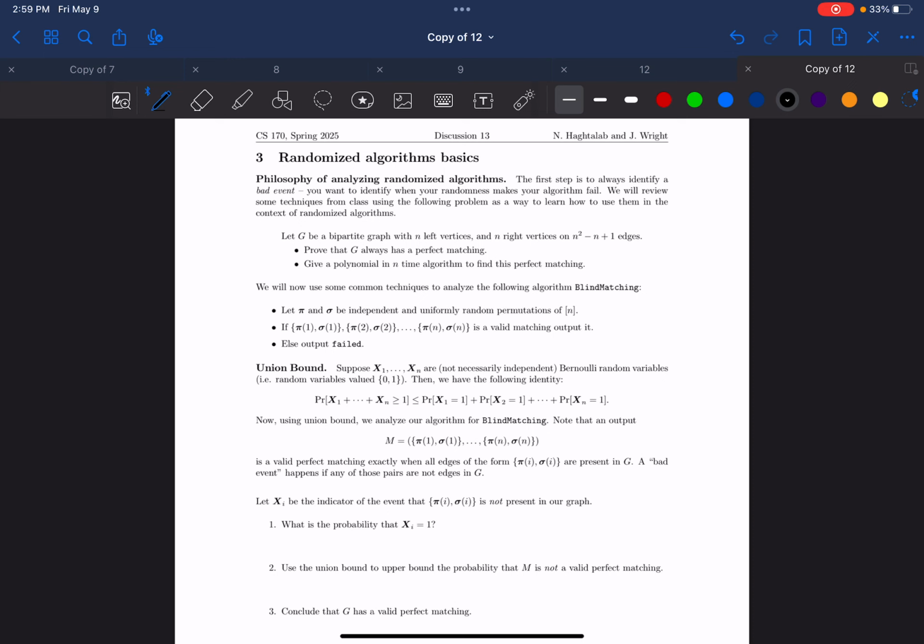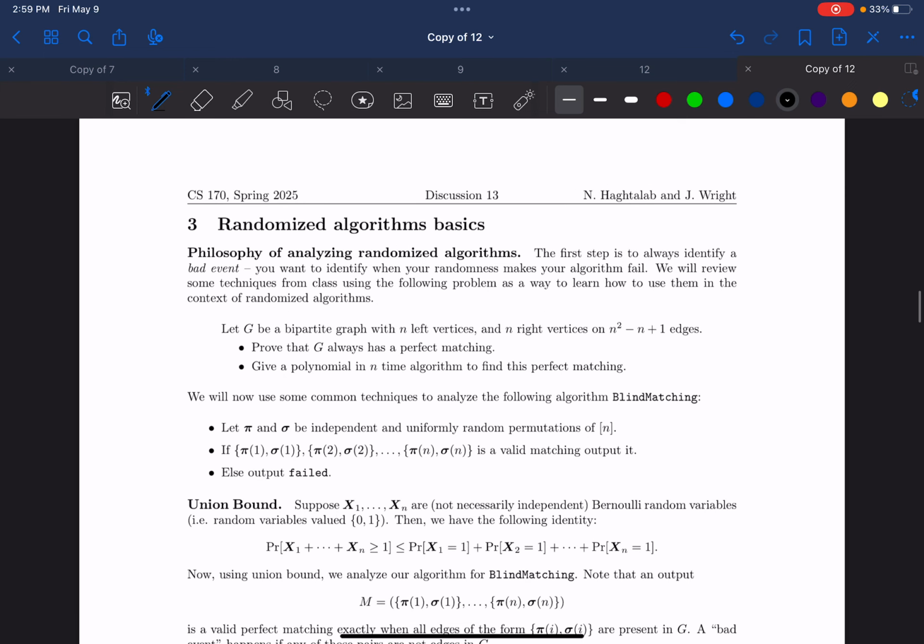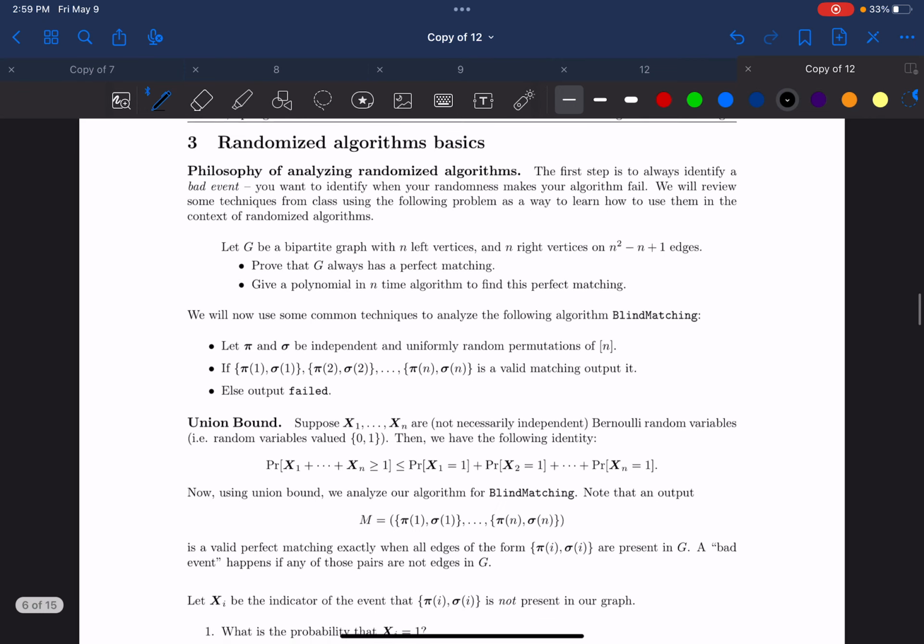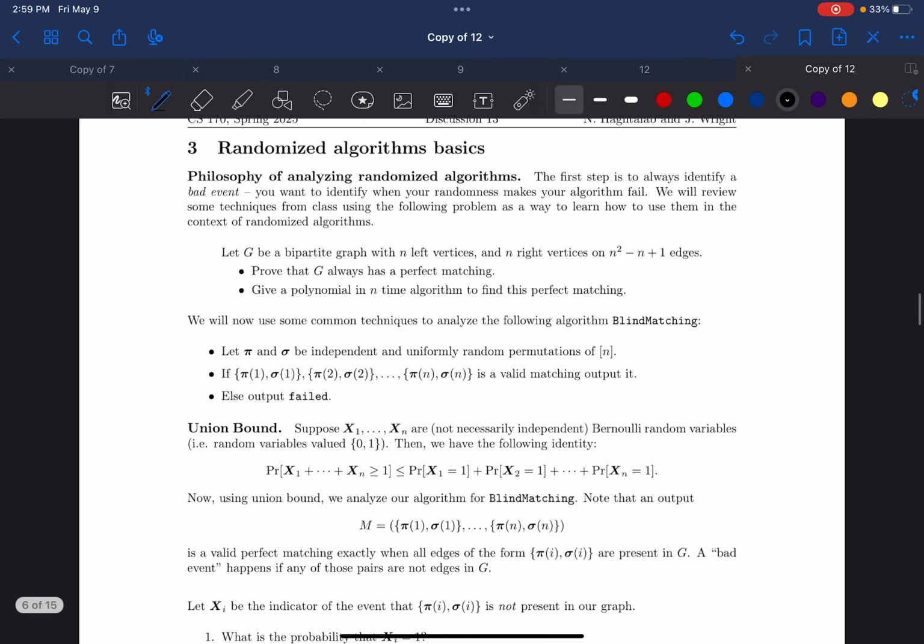Walkthrough of discussion 13, problem 3, randomized algorithms basics. This problem has a bit of a long description, so we'll go over the important parts for the first problem and revisit this description as the information here is relevant to us.